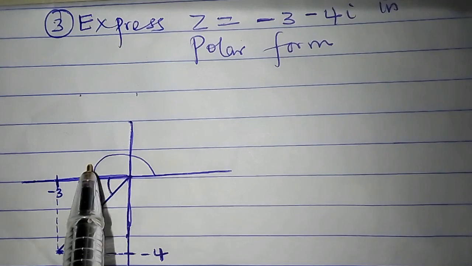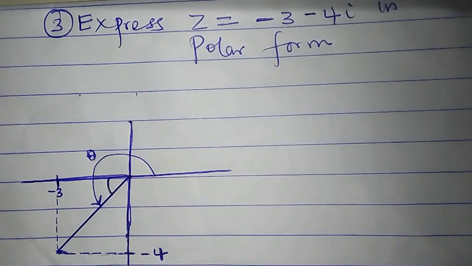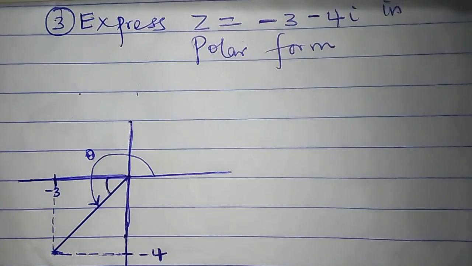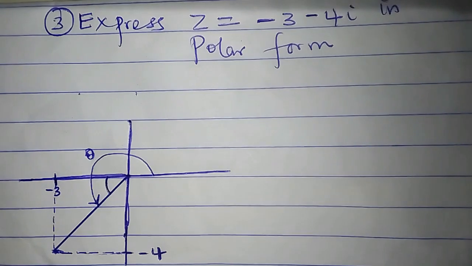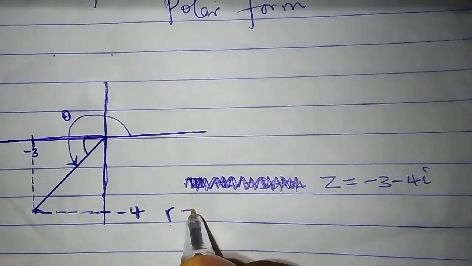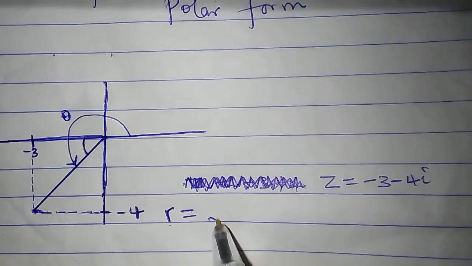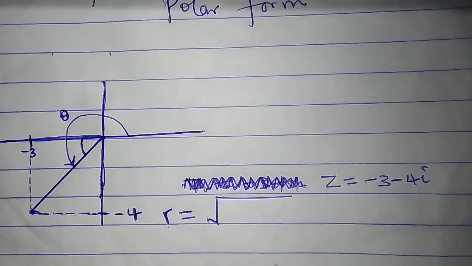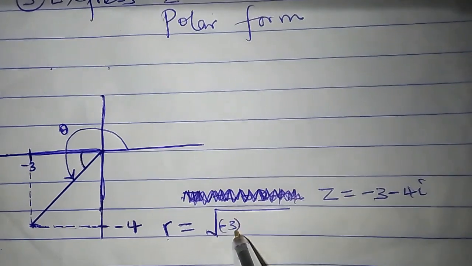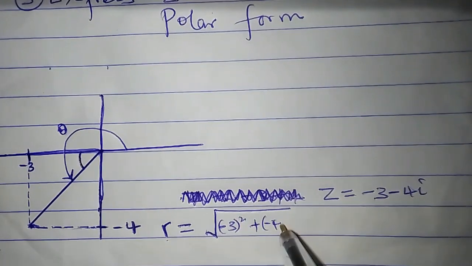You get it? This is the argument, theta. We'll see how we're going to get that. What is the modulus of this number? The modulus, r, is equal to the square root of (-3)² plus (-4)².